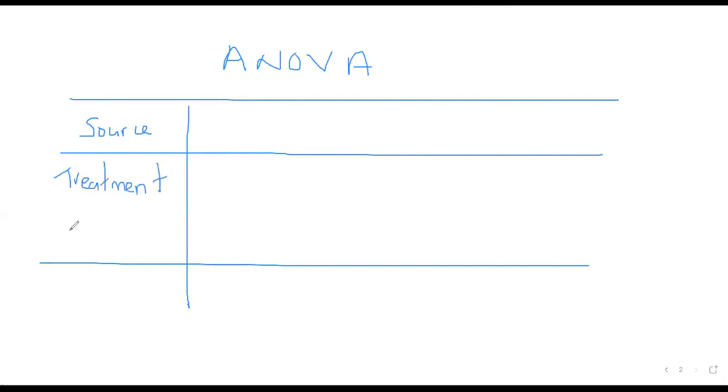So we have what we call the treatment, we have what we call the error, and we have what we call the total. So we're looking at a one-way ANOVA.